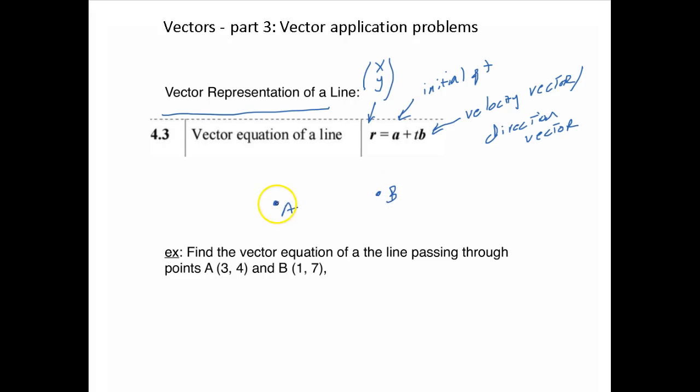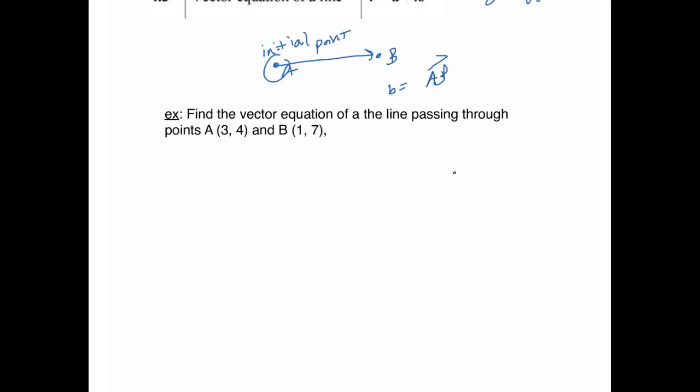Alright, so I give you a vector here, A, B, and we're going from A to B. This is my initial point. B is not the B there though. My B here would be the vector AB, because that's the velocity vector, that's where you're going. So this would be my A in that equation. My B would not be that B, it would be the vector AB. Okay, now let's apply this with this example right here.